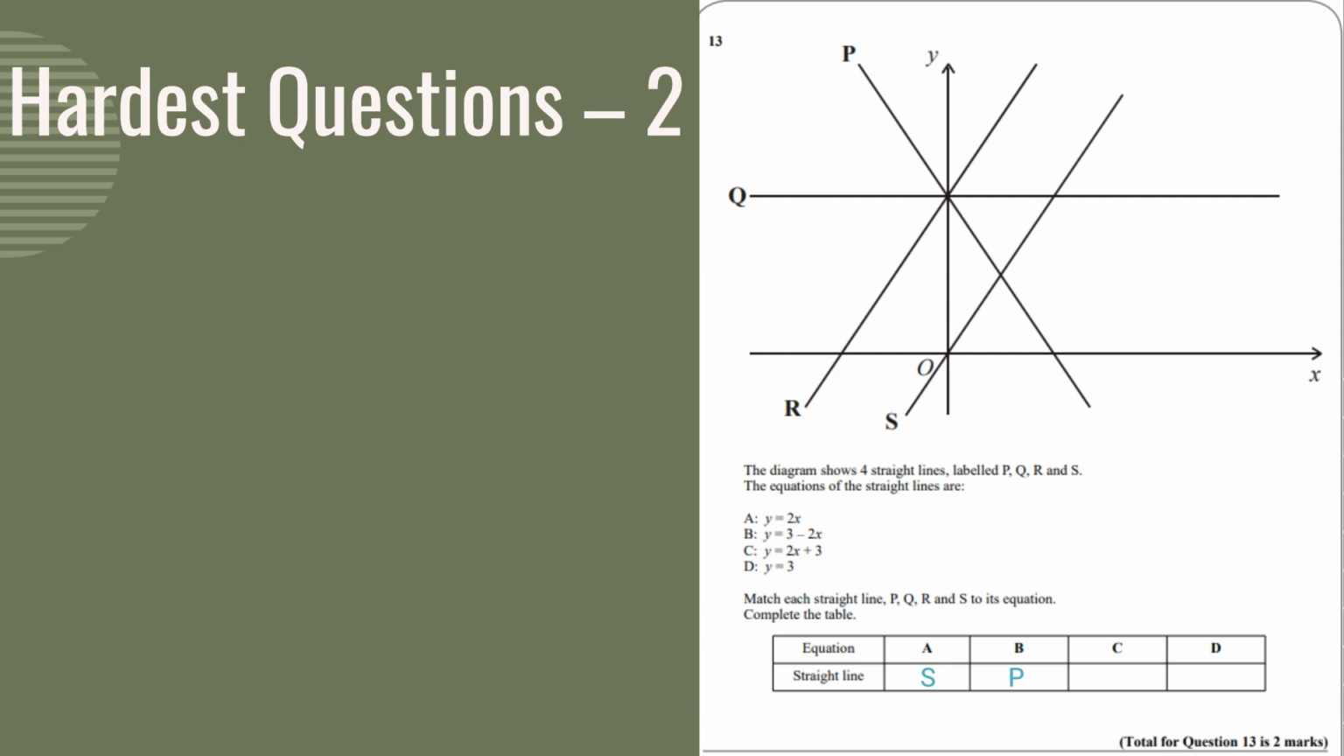Then, for C, y equals 2x plus 3. We know that's got a positive gradient. And we know Q doesn't have a gradient at all because it's horizontal. So it's going to have to be R. And then D, y equals 3. As we stated before, it's horizontal, so it's obviously going to be Q.